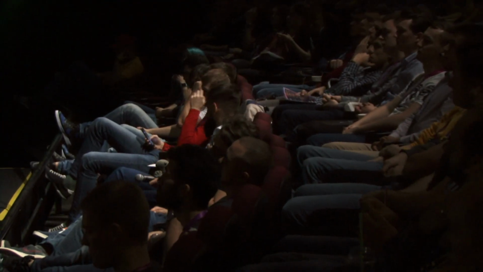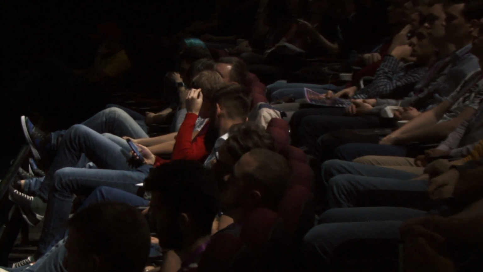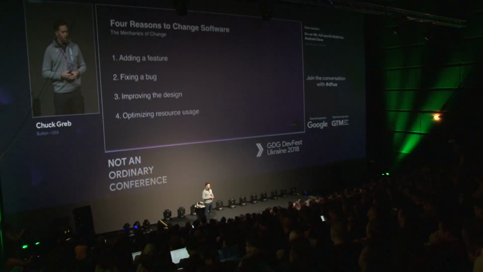When we get into improving the design and optimizing usage of resources, this is more where you actually want to preserve the behavior of the application, but make some kind of changes to improve the way it works under the hood, or maybe improve its maintainability. And the goal here is to not change what you're doing. Well, how are we going to know that we haven't made a change?